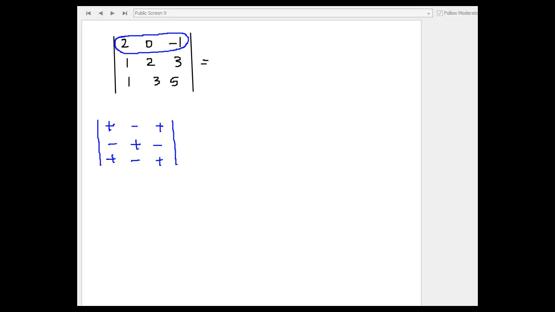So the sign for the first element here, 2, is positive. So here we put positive, and the element is +2, and then you have to multiply this with a matrix which is called its minor matrix. To find a minor matrix, we just simply draw a vertical line and horizontal line through that element, and whichever elements that these two lines don't cross, those would be the minor matrix that you're looking for. That would be 2, 3, 3, and 5.